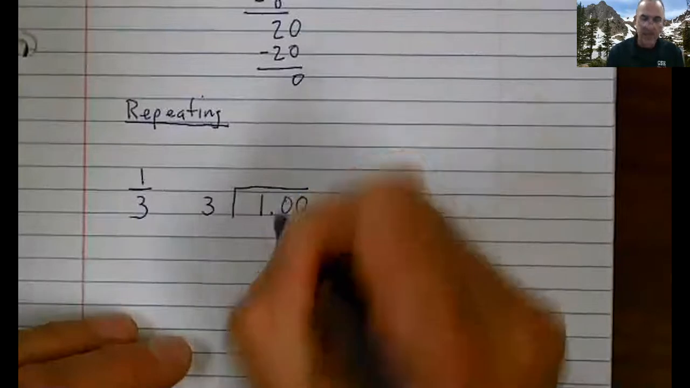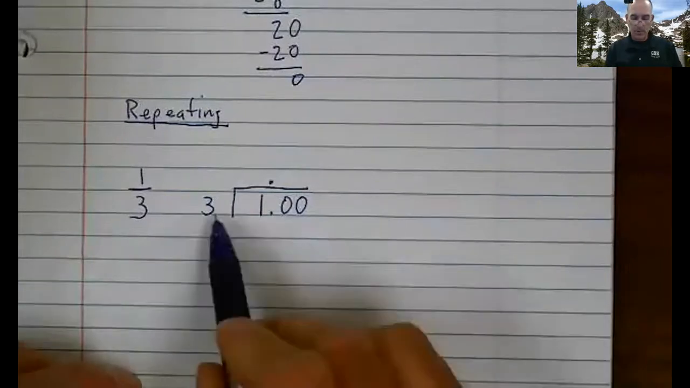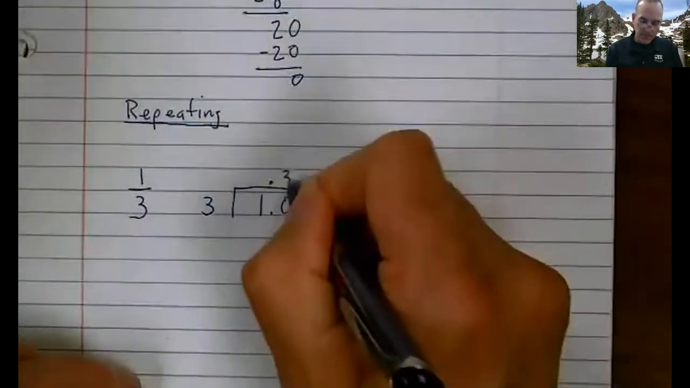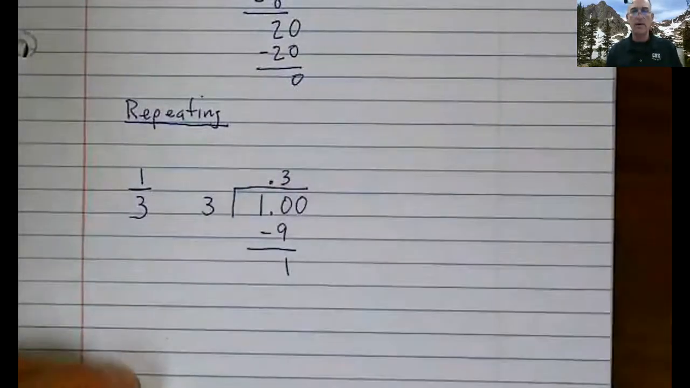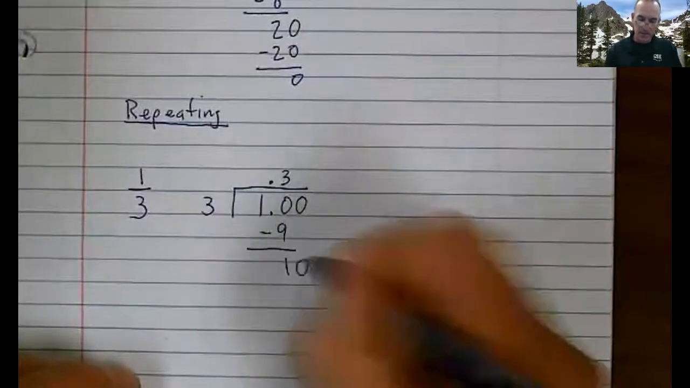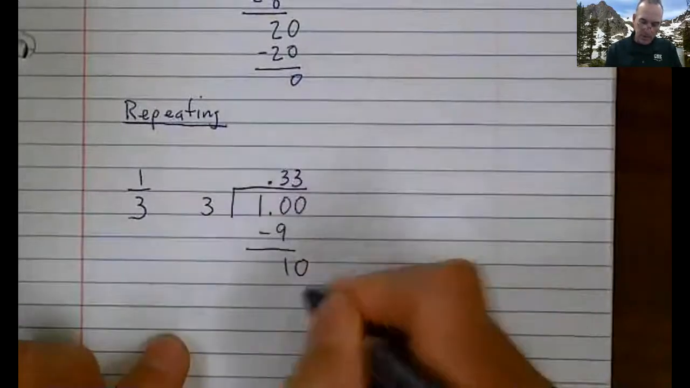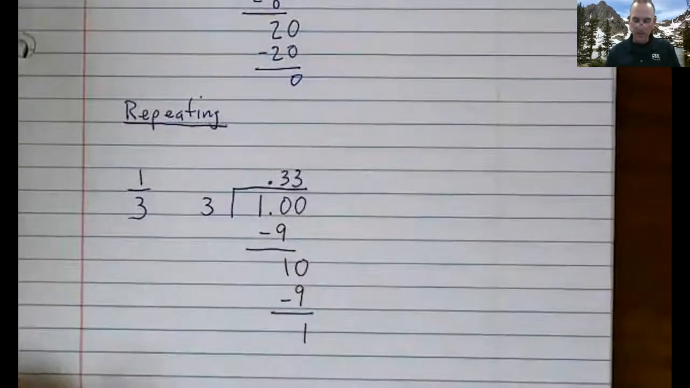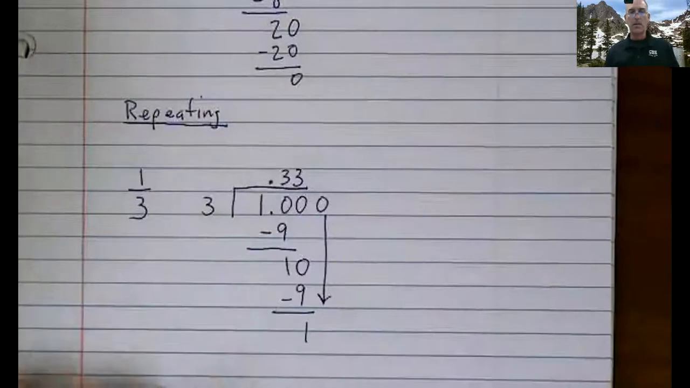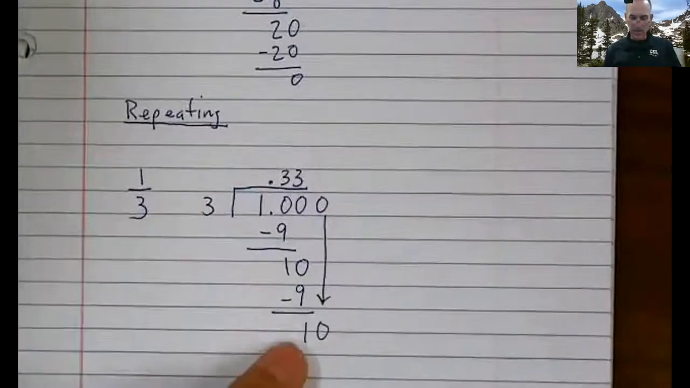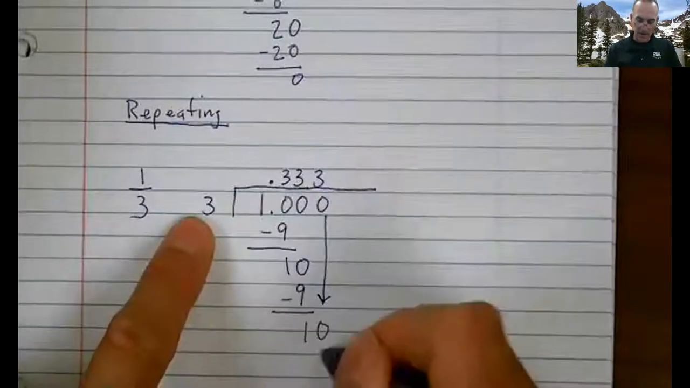I'm going to add the decimal, 2 zeros. I put 3 into 10, 3 times. 3 times 3 is 9. I'm going to subtract. I have 1. I'm going to bring the 0 down. Then I see 3 into 10. 3 times 3, 9. I'm going to subtract. I go, wait a minute, this 1 keeps appearing. I'm going to add another 0. I'll bring it down. 3 into 10. I'll extend my division bar. 3 times 3, 9.